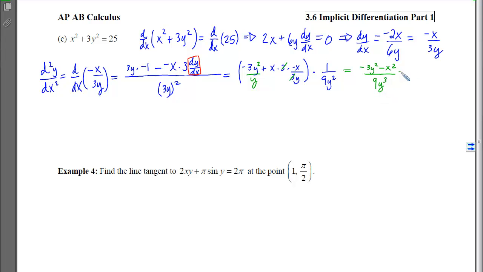Now the third and final, or I guess it's the fifth, however many steps we've done, is to look at that top and realize that that's the opposite of the x squared plus 3y squared. So I can actually replace this top and get negative 25 over a 9y cubed. What this means for us is that on the ellipse, the second derivative depends only on the y as opposed to the y and the x.